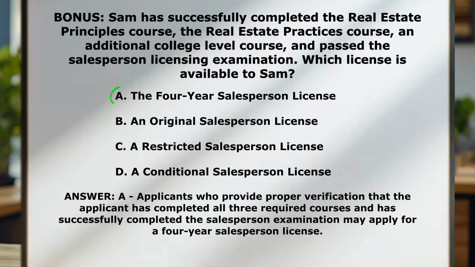The answer is A. Applicants who provide proper verification that the applicant has completed all 3 required courses and has successfully completed the salesperson examination may apply for a 4-year salesperson license.